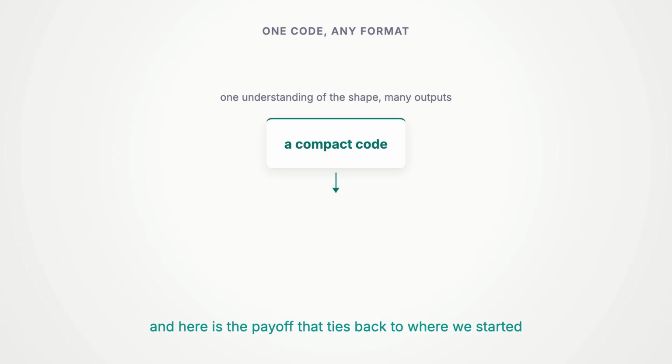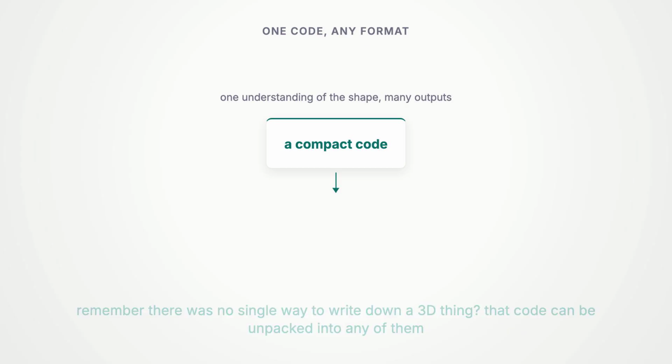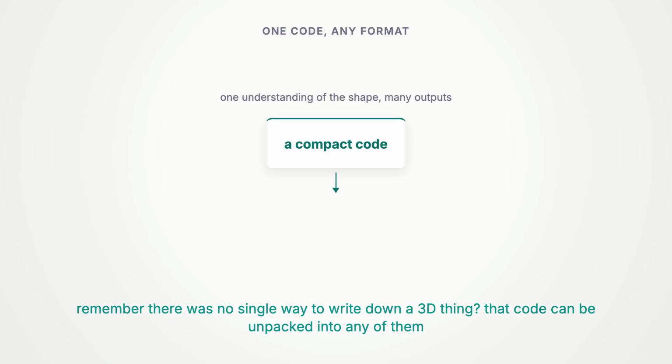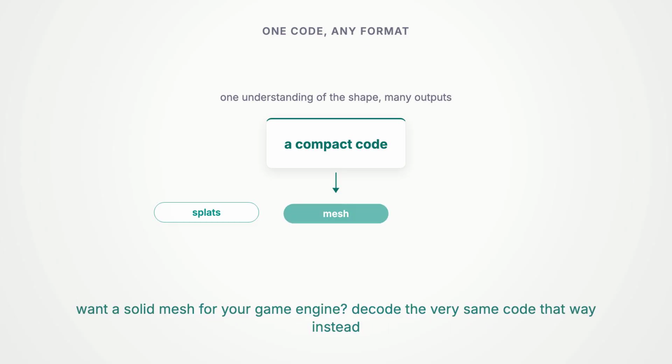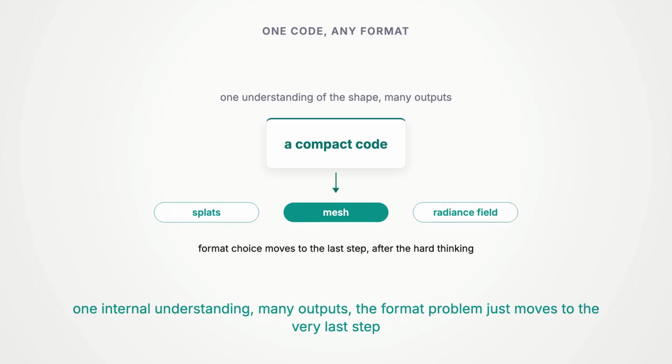Remember, there was no single way to write down a 3D thing. That compact code can be unpacked into any of them. Want fuzzy splats to look at? Decode it that way. Want a solid mesh for your game engine? Decode the very same code that way instead. One internal understanding of the shape, many possible outputs. The format problem from the opening does not vanish. It just moves to the very last step, after the hard thinking is already done.